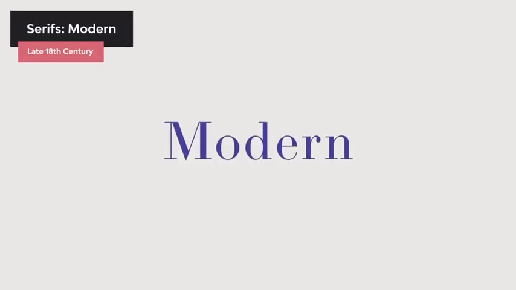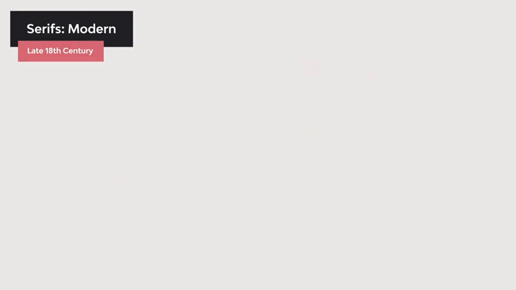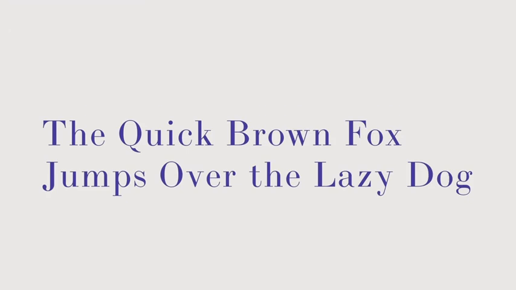The next subgroup is the modern style serif. These fonts became even more refined and more detailed due to the printing process's advances. Some of the characteristics are: serifs were completely straight and flat, complete vertical stress, much higher contrast between thick and thin strokes. An example of a modern style serif font is LTC Bodoni 175.